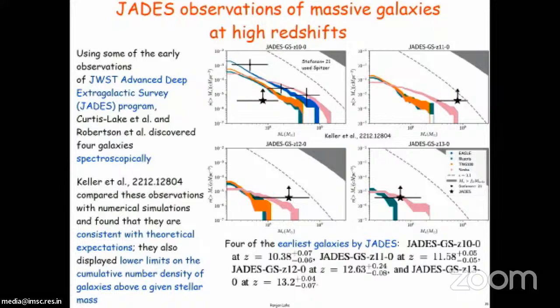So these were named GSZ10 at redshift 10, redshift 11, redshift 12, and redshift 13. And you can see the error bars. These are known really precisely. And using this, Keller et al. tried to study whether this is expected from numerical simulations. And they saw that at least some numerical simulations, Eagle, Illustris, TNG, Simba, with some epsilon, are sort of explaining these things. Note that there is a tension between these results and Labbe et al.